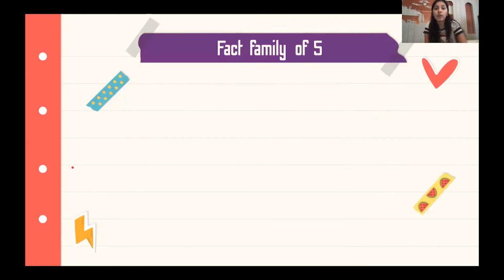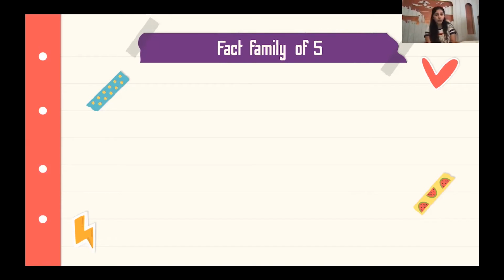Well, we're going to go over the fact family of 5. And right underneath my screen, there's a heart. Look at that. I'm going to leave it right there, okay? So that you can see the beautiful heart right next to me. Okay, so the fact family is when you have to add. So it would be like 5 plus 1, 5 plus 2, and so on and so forth, okay?